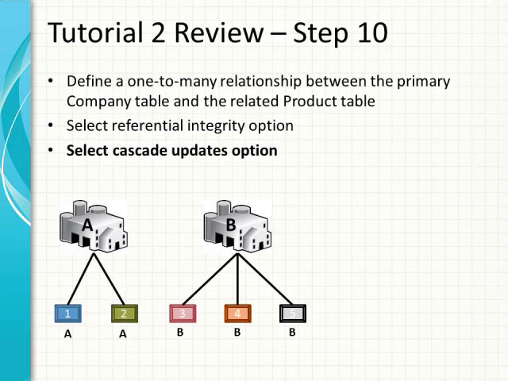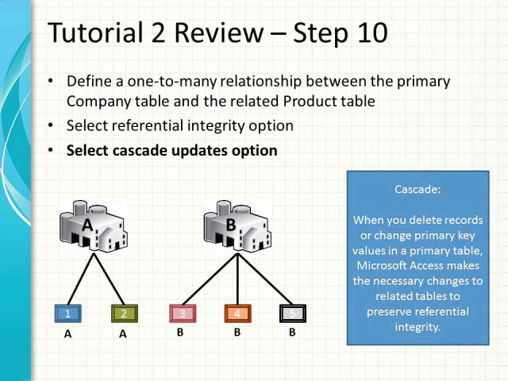All right, that helps, but what does Select Cascade Updates option do for us? If we look at a definition, it states, when you delete records or change the primary key value in the primary table, Access makes the necessary changes to related tables in order to preserve that referential integrity. So going back to our example, if we change the name of company B to company Z, you'll see that the 3 products, product 3, 4, and 5, would now have an incorrect foreign key reference back to a company that no longer exists, and we can't have that.